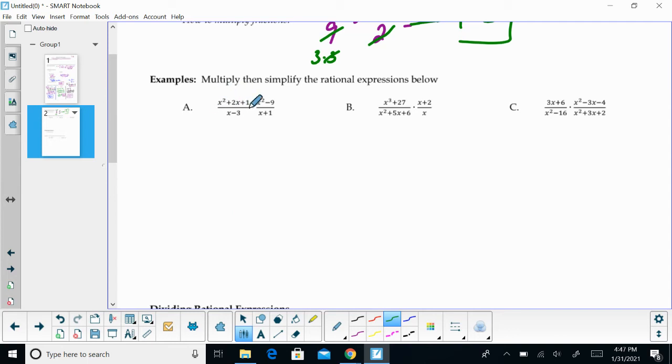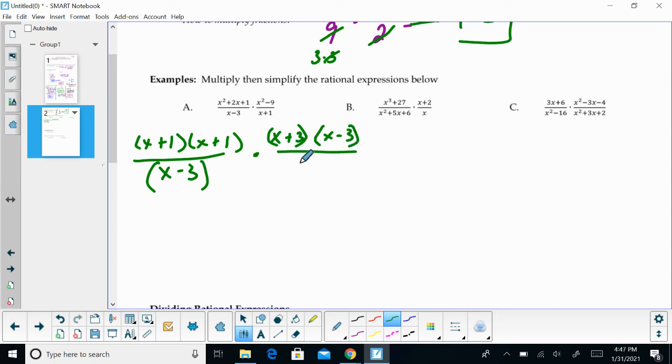So if I'm looking at my first fraction, this is a trinomial with a lead coefficient of 1, so we're going to go ahead and factor that. Two numbers that multiply to get me 1, but add to 2 would be 1 and 1. X minus 3 is already factored. So that's multiplied by, this guy is a difference of squares. So I'll have x plus 3, x minus 3, and x plus 1 is already factored.